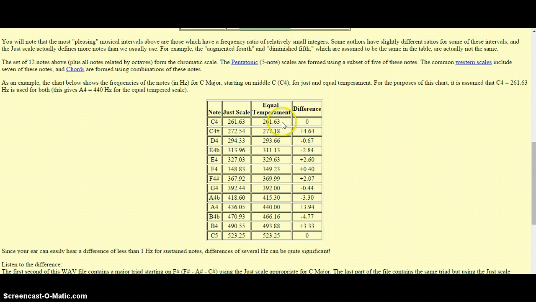So you'll notice in equal temperament, middle C is going to be 261. The just scale would be 261, and we're just starting out with 261 there. In the just scale, a C sharp is going to be 272 hertz, whereas this is 277. That's a difference of 4.64 cents. You'll notice all of these are only going to be a maximum. This one is almost 5 cents, and that would be the B flat above middle C if you were doing it with the just scale.